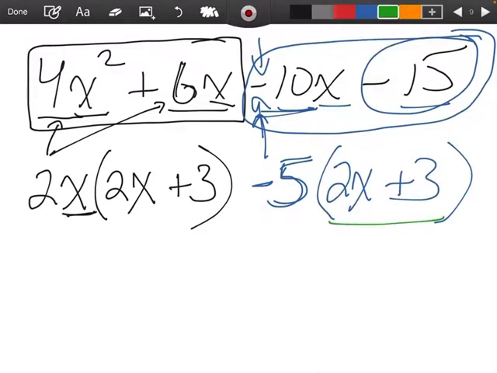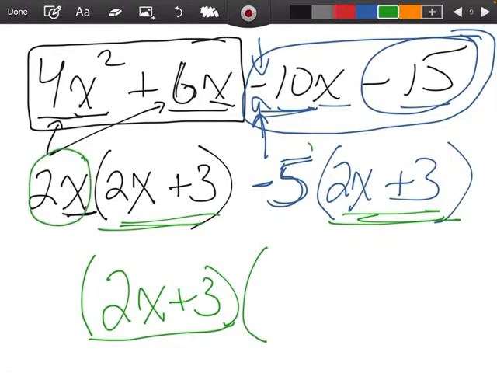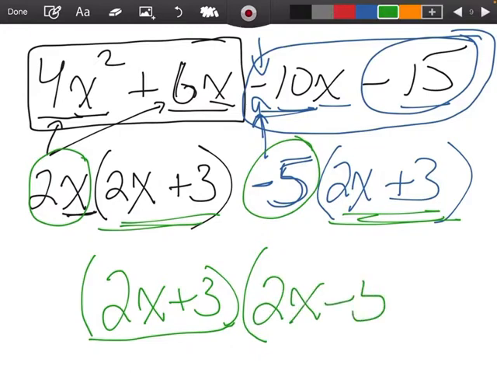Now, if this piece here and this piece here match up, we did this right. So my final answer is going to be 2x plus 3. I'm taking this part, these two together, and collapsing them into one. They're going to be my common factor. And then the other pieces are going to be these together, 2x minus 5.